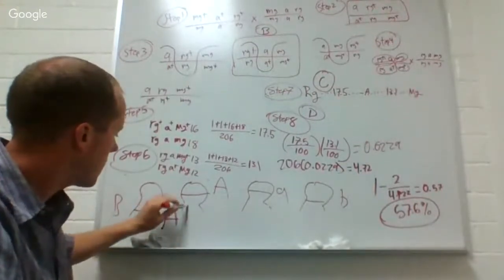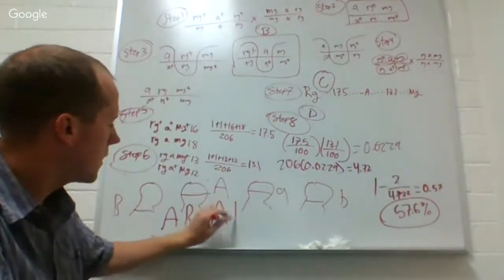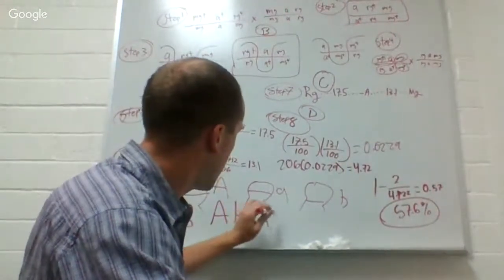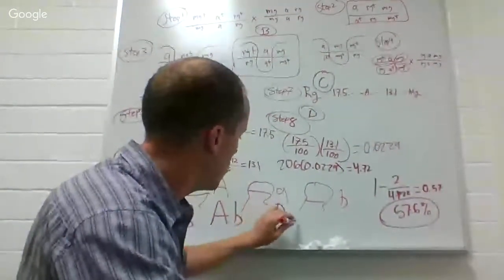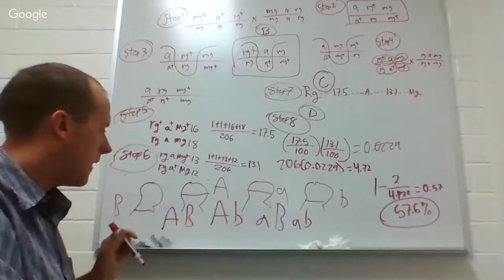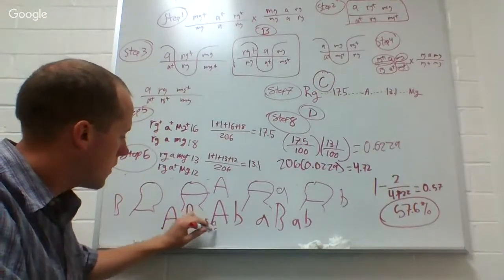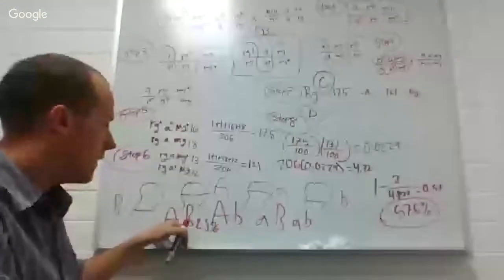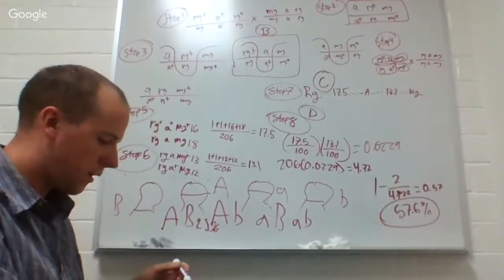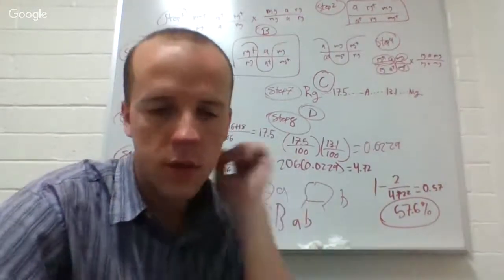big A, big B. Another one will get big A, little b. Another one will get little a with big B. And then one will get little a, little b. Because they assort independently, there's a 25% chance that this will occur. The same thing for the other 4. They're all 25% chance. They're all equal because they assort independently because they're on different chromosomes.